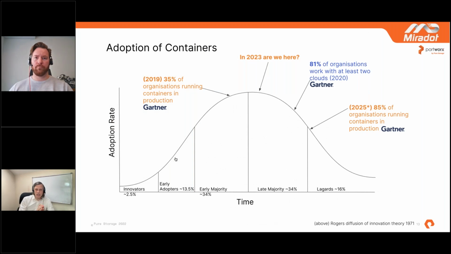Now, we are seeing a lot of development in containers. And if we look at this bell curve, this adoption, I should say, likes of Crossing the Chasm by Geoffrey Moore, we can see that we're probably at the top of this curve now. We're about to see more and more adoption go in when we look at the organizations that are taking this up. And we will see, for example, 81% of organizations work with at least 2 clouds. And we are also seeing organizations repatriate workloads. So we can see that migration and mobility is going to be very important too.